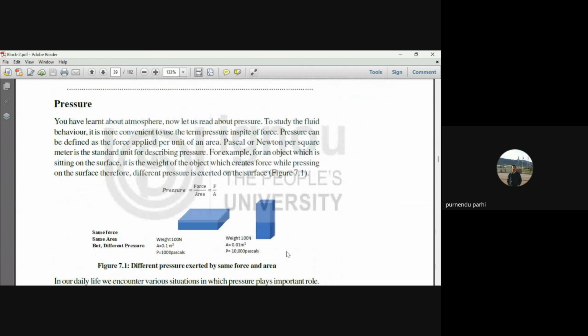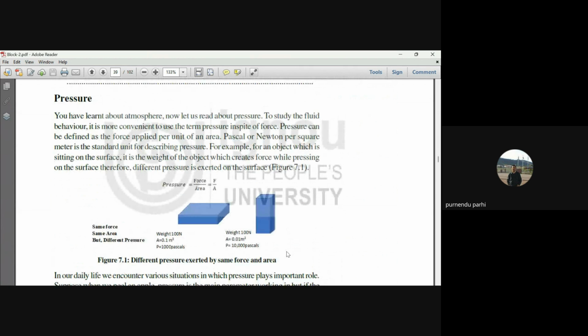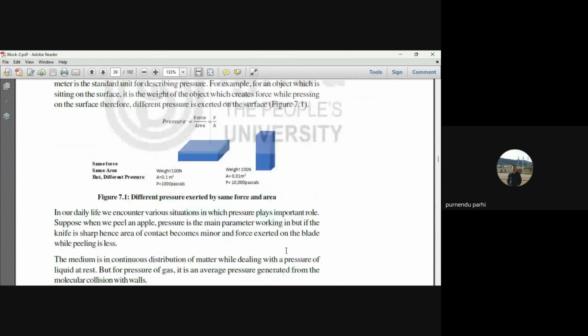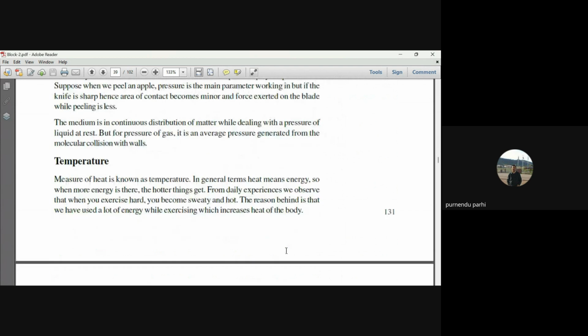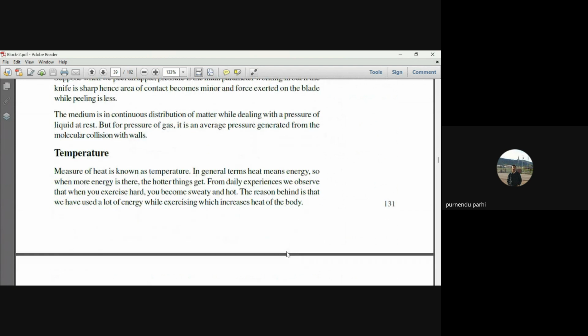Then the definition of pressure, this we all know. Pressure unit is Pascal or Newton per square meter. Pressure is equal to force per unit area. Then temperature, measure of the heat is known as temperature. In general form, heat means energy. So when more energy is there, the hotter things get. From daily experiences, we observe that when you exercise hard, you become sweaty or hot. The reason behind is that we have used a lot of energy while exercising, which increases heat of the body.